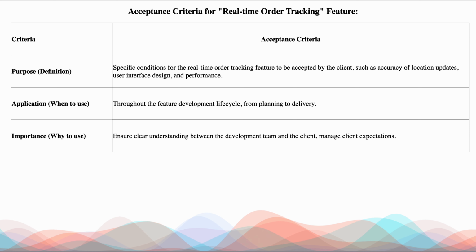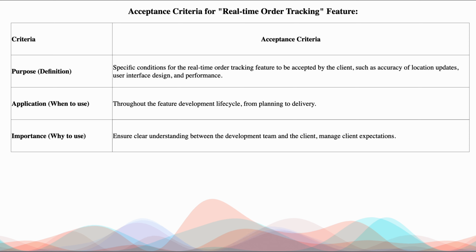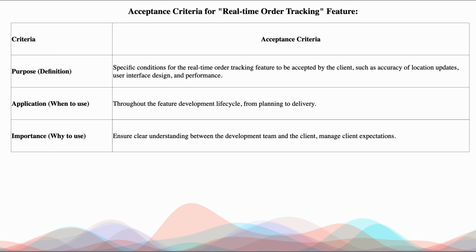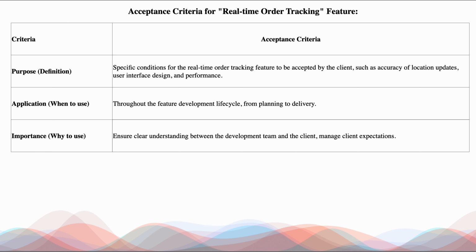So real-time order tracking is your feature name. And that feature can be considered successful only when the three conditions are met. What are those three conditions? Accuracy, user interface design, and performance.